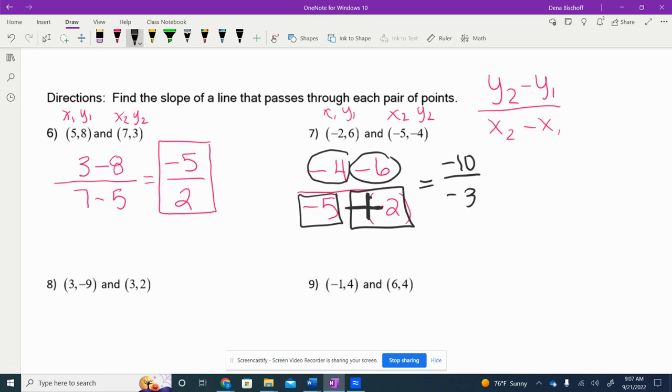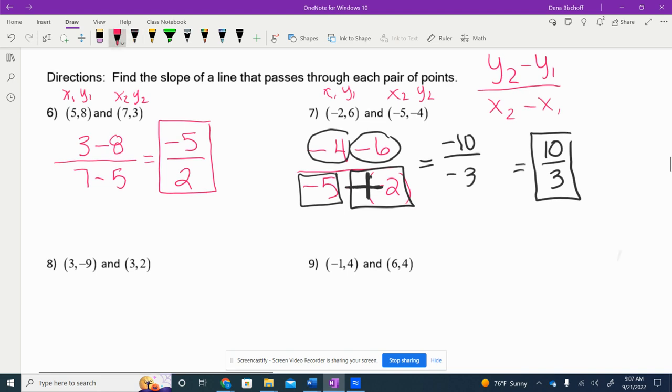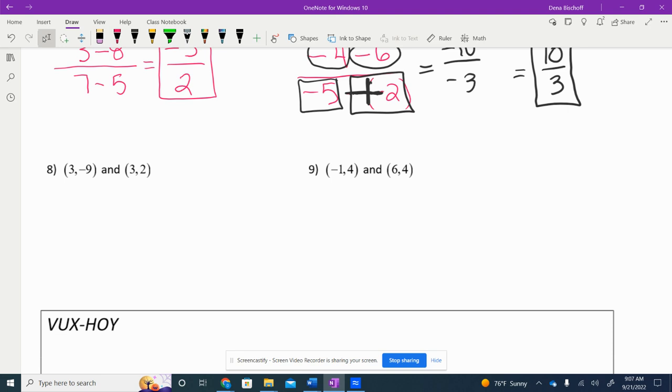So can I leave that as my slope? No, what should I do? Get rid of those negatives. A negative divided by a negative is a positive, 10 over 3. If I forget and leave those two negatives on a quiz or a test, what am I going to do? Take a point off. Yes. You want to reduce your fractions.